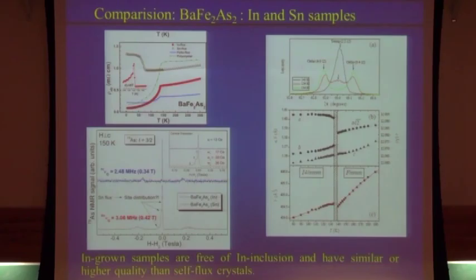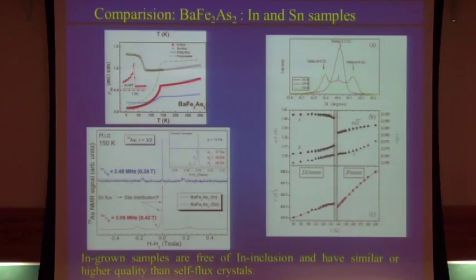But comparing the resistivity is complicated. We think it's comparable or better than self-flux, but it's complicated because with resistivity you always have sample-to-sample variation. So we need to trust some more microscopic probe, and we use NMR. So that's the arsenic NMR at high temperature, and you can see that we have a very sharp line. According to our NMR specialists, it's the sharpest line in the literature for this compound.